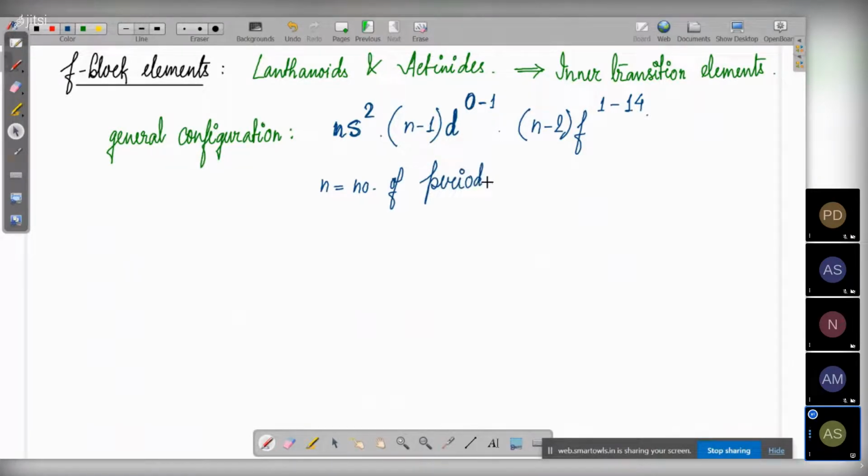I'm writing a few configurations of the F block element. Although you do not need to know this configuration, these are just for the sake of understanding. So let's start with the configuration of cerium. You do not need to know the configuration. This is just for the sake of understanding.